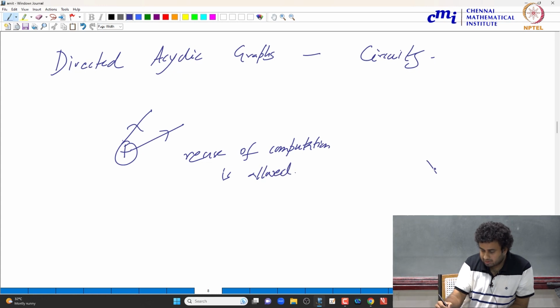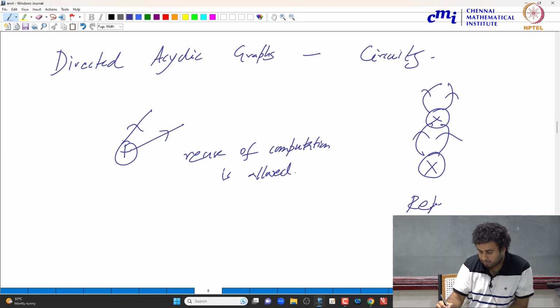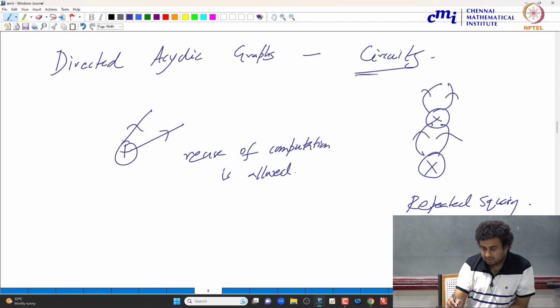So for example, this repeated squaring example, right? There we use the power of reusing it. Every time we are squaring it, we are reusing the computation. So obviously trees are a special case of circuits, and circuits can be even more powerful in terms of reducing the number of additions and multiplications.